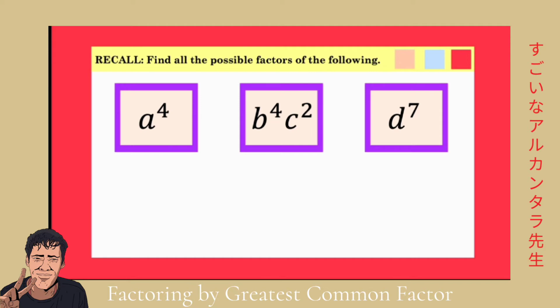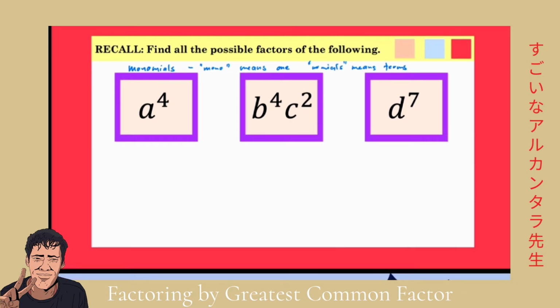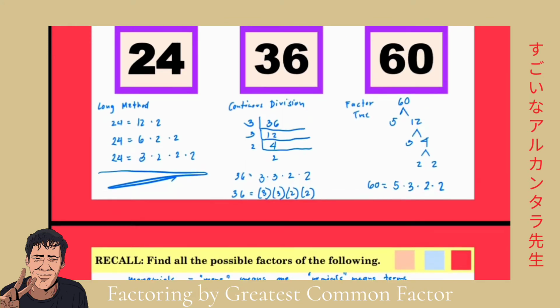Monomials, from the name itself, mono means one. Nomials actually means terms. In this case, we now have monomials. It's also important for you guys to take note of this because there are different kinds of polynomials from your previous lessons. You have to remember that.